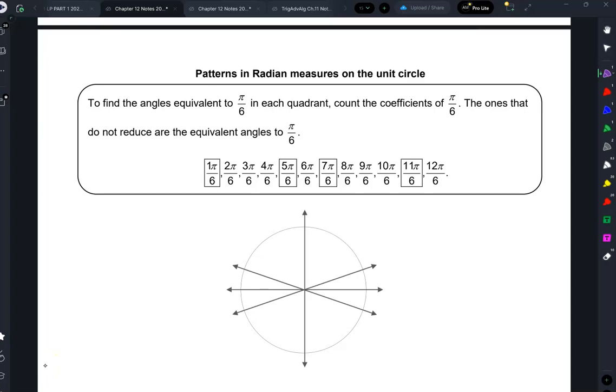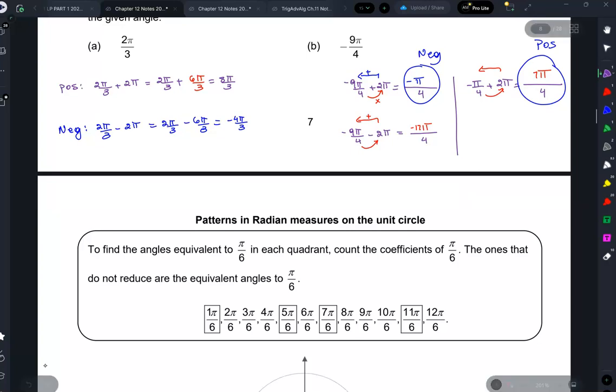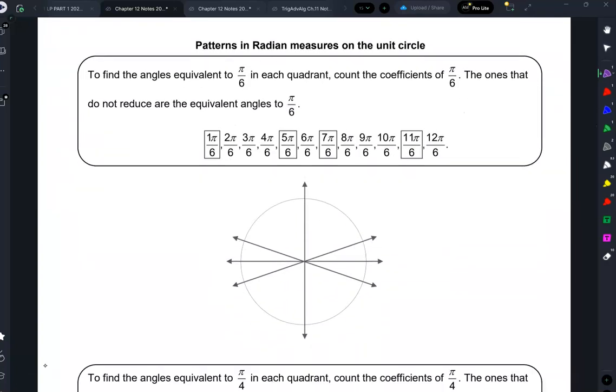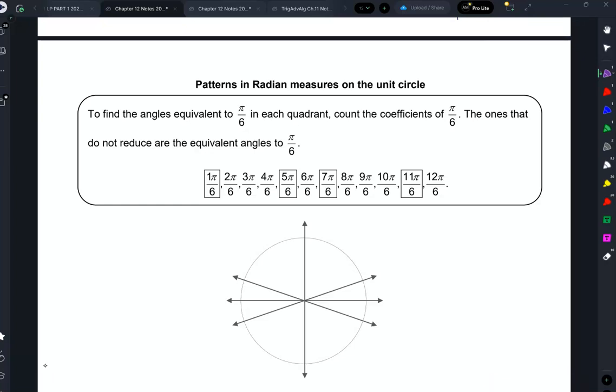Hey guys, so we're going to continue 10.2 and move on to 10.3 today. We learned how to convert between radians and degrees last time. And now let's talk about patterns of these angles. What we learned was that 180 was the same as pi.